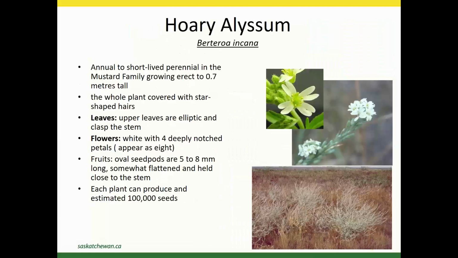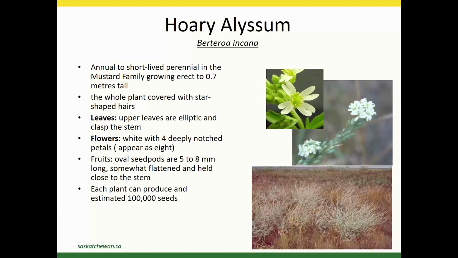Hoary alyssum is an annual to short-lived perennial in the mustard family, and it's not a very tall plant, only grows about 2.5 feet tall. The whole plant is covered with star-shaped hairs. The leaves are largely in the rosette at the base of the plant, and then you have very, very small leaves that grow up in the top portion of the plant, but generally the top portion of the plant is all flowers and seed pods.